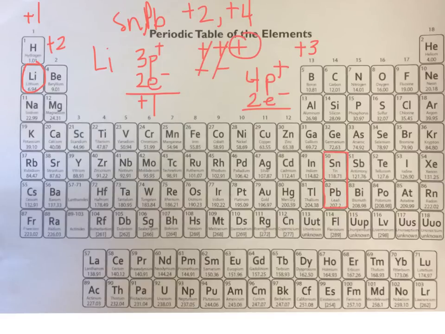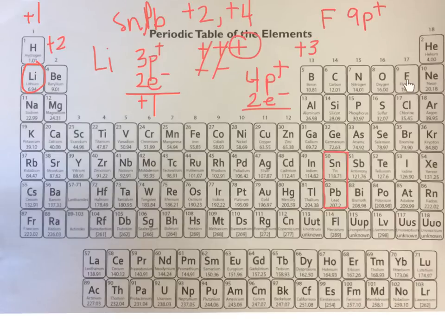So now what we're going to do is jump to fluorine over here. We're going to jump to the halogens. Look how close these halogens are to the noble gases. They're just one away. So then let's write down fluorine. Here we have fluorine. Fluorine is number 9, so it has 9 protons.